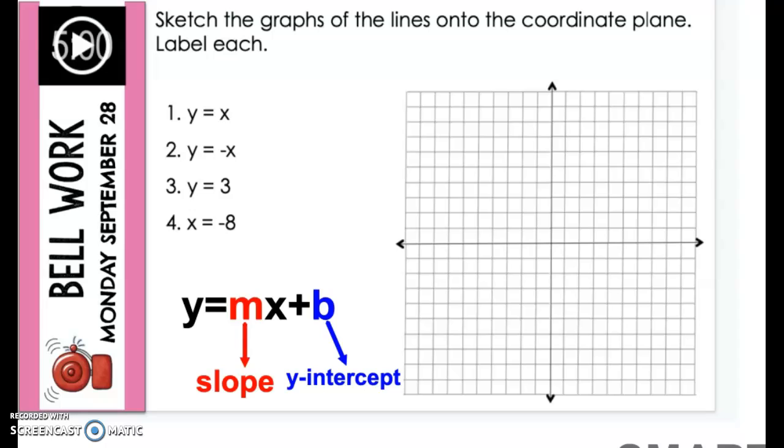All right, today we're going to go over the solutions to the Bellwork problems from Monday, September 28th. So here it says, sketch the graphs of the lines onto the coordinate plane, label each line.